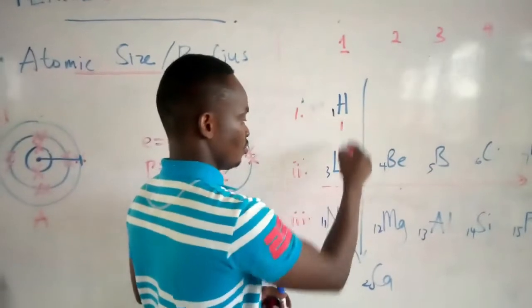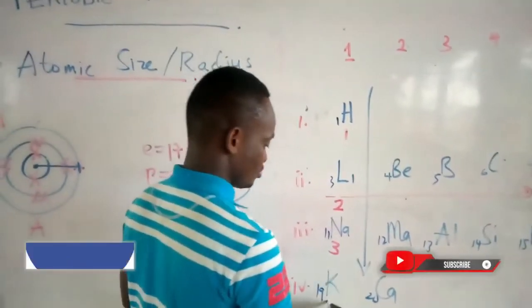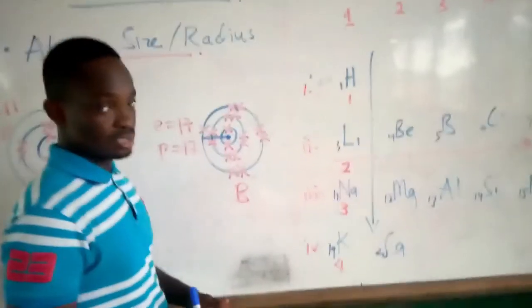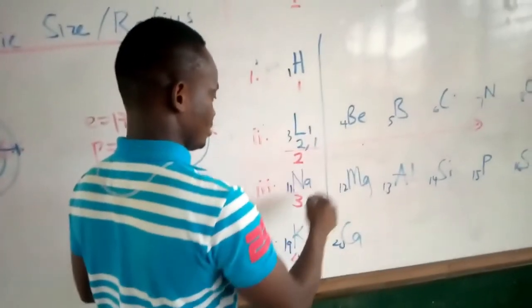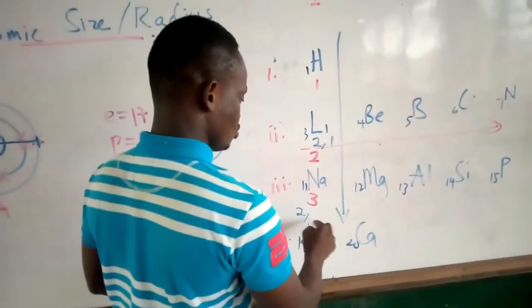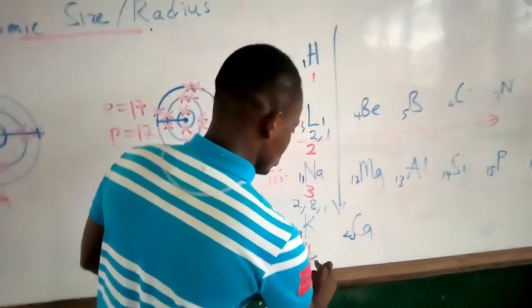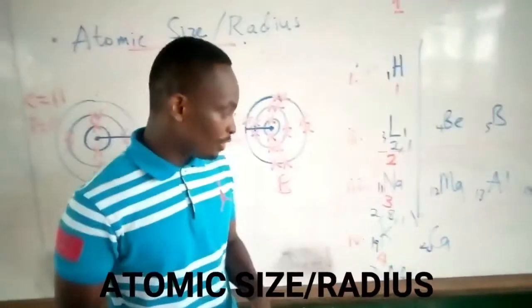So 1 shell, 2 shells, 3 shells, 4 shells. Because hydrogen has 1, lithium is 2, 1. Sodium is 2, 8, 1, so 3 shells. Potassium has 2, 8, 8, 1, so 4 shells. Hope you are following.